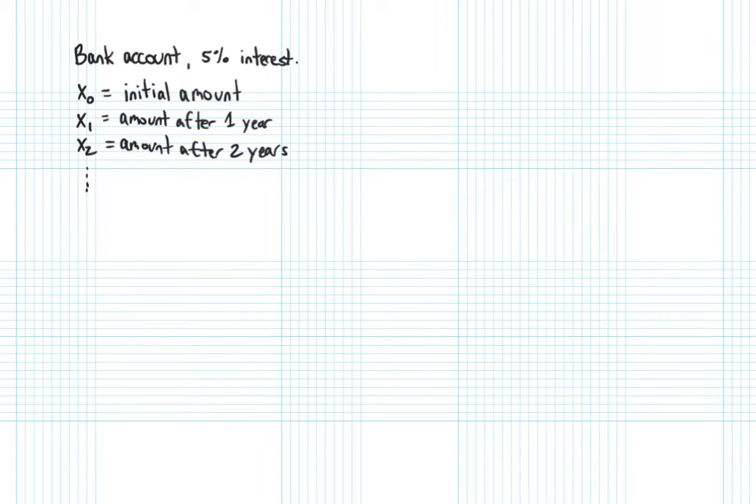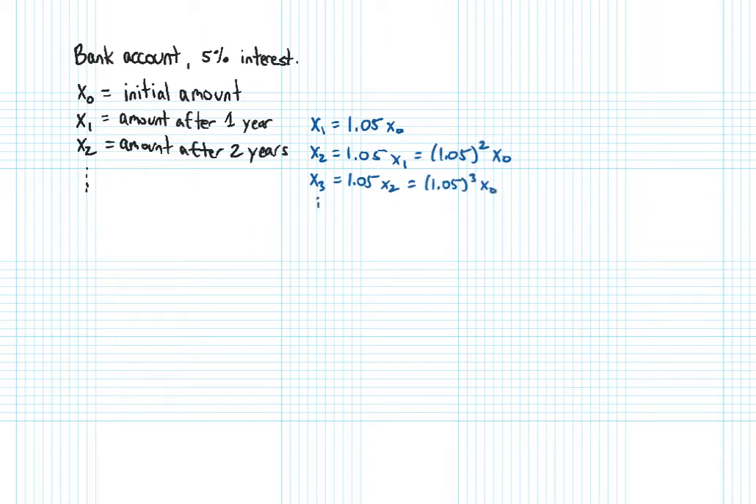Now, because the account earns 5% interest, we know that x1 is 1.05 times x naught. And similarly, x2 is 1.05 times x1. And if you substitute that first equation into the second equation, then you get x2 is 1.05 squared times x naught. And then we could do the same thing for x3. x3 is 1.05 times x2. And if you substitute in the equation for x2, then you get 1.05 cubed times x naught. And I think that this is already enough that you can see what the pattern is.